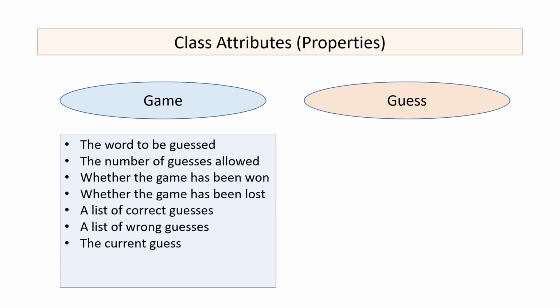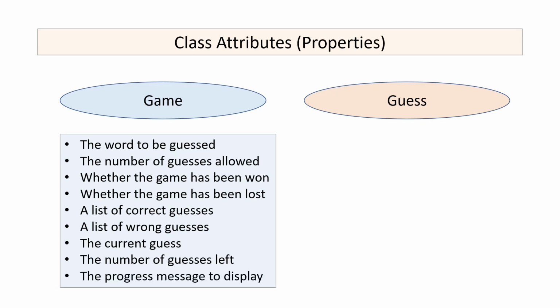We also need what the current guess is we're looking at. We need how many guesses there are left at any point, which will be sometimes called a derived property, which we can calculate. And I also found it useful to have a property giving the progress message to display. So that's what comes up in the message box each time you make a guess.